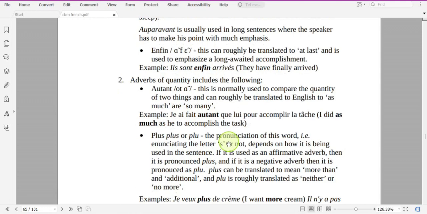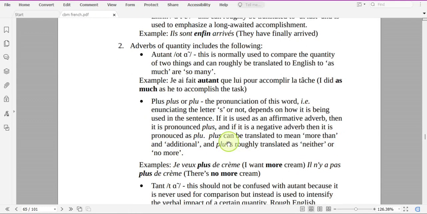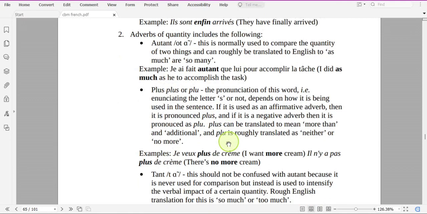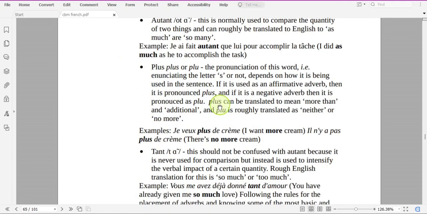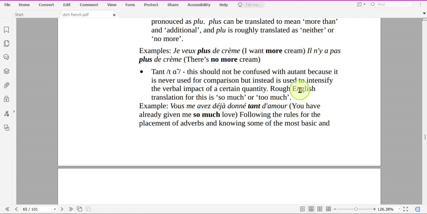Now, the second part. J'ai fait autant que lui pour accomplir la tâche. I did as much as he to accomplish the task. Plus. Just browse through this text right now, okay? Now, this example says, Je veux plus de crème. I want more cream. Il n'y a plus de crème. There is no more cream. Did you see that? Je veux plus de crème. I want more cream.